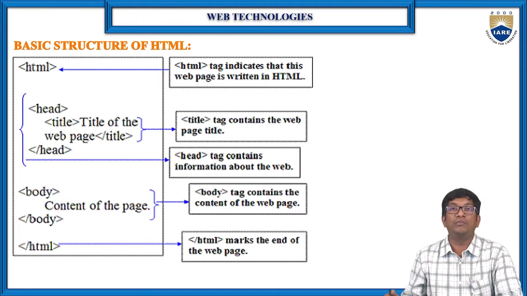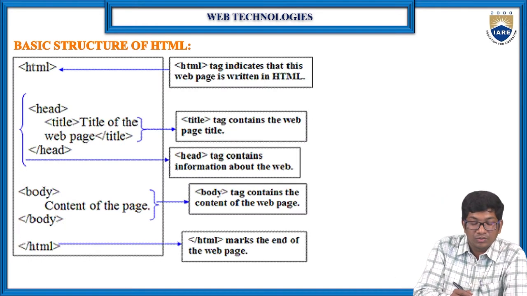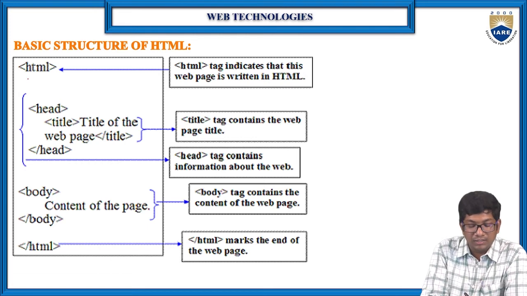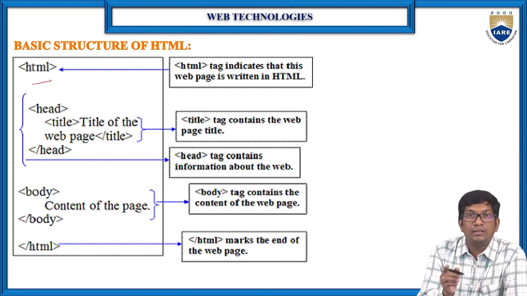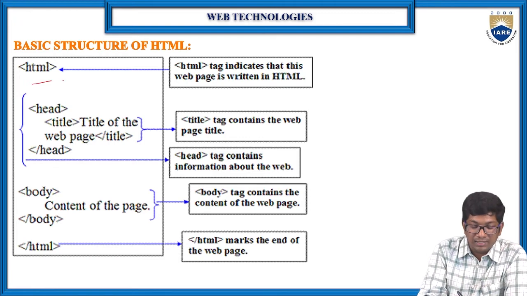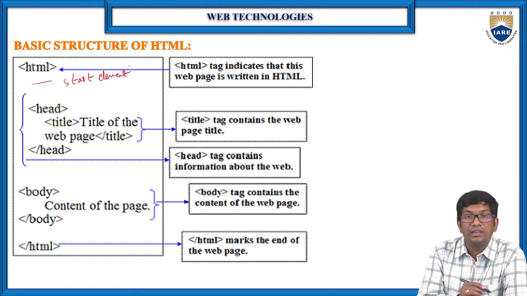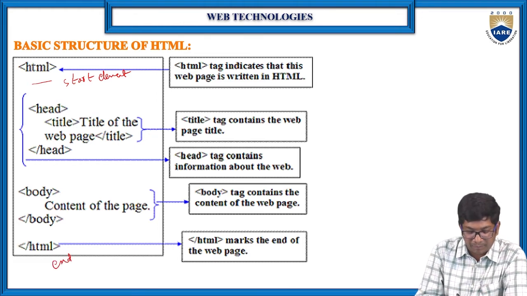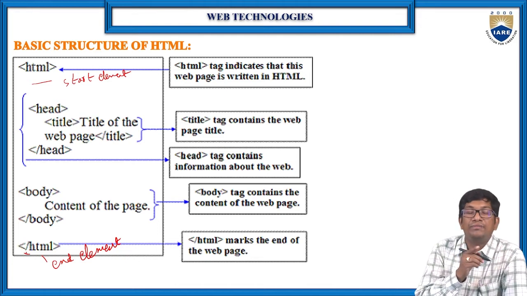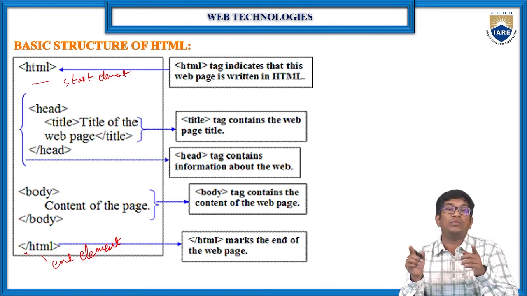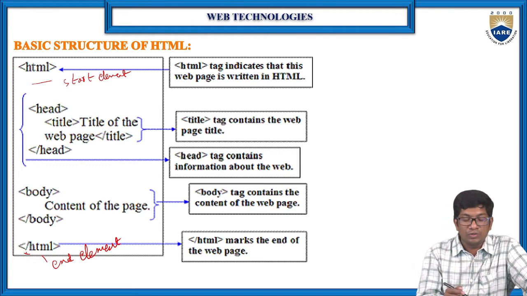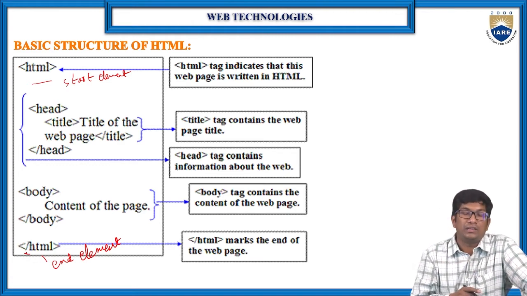The simple structure of an HTML document is, see here. You have to start with the root element: left angle bracket, HTML, and close with a right angle bracket. This one we call the start element or root element. For every HTML document, the root element is HTML, and this one we call the end element or end tag, so you have to start it with a forward slash. The element or tag name you write in between angle brackets. So each element has a start element and an end element, right?